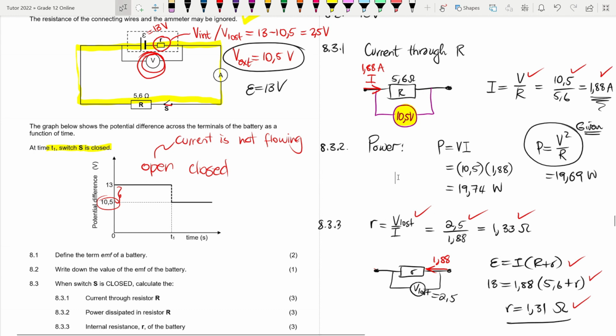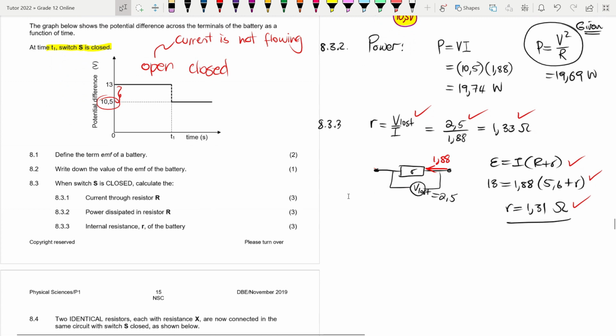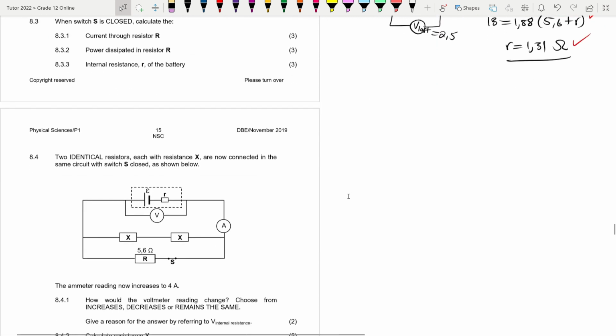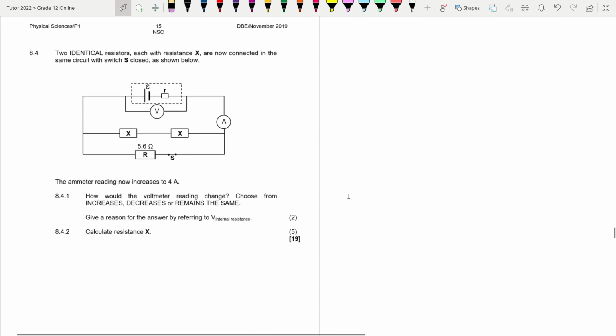Okay, any question so far? Okay, I take it there's no question on this one. Then we move on to 8.4. Two identical resistors, each with X, are now connected in the same circuit. So when they tell you it's the same circuit, what can you label on that already? The EMF, the internal resistance, the current on the ammeter.